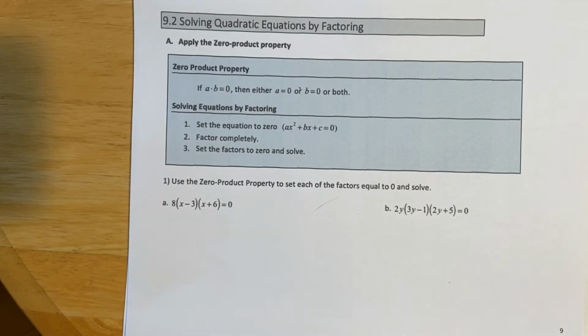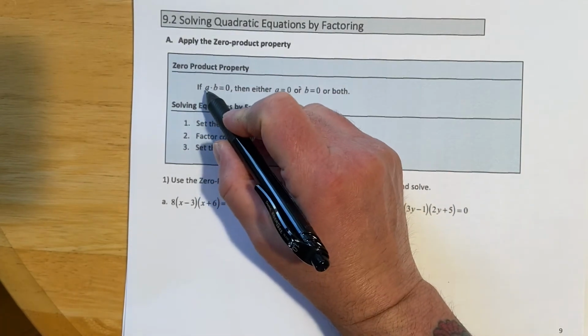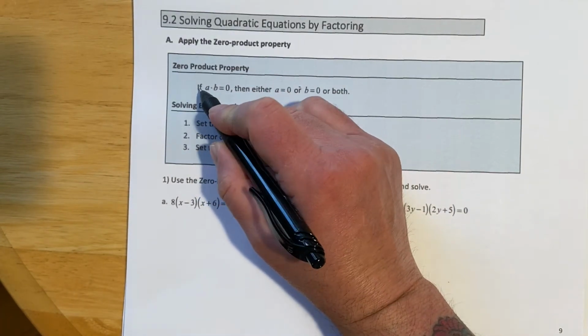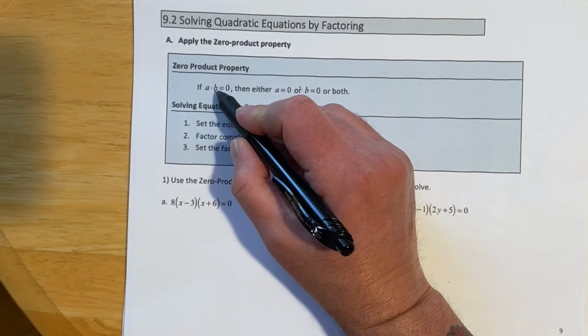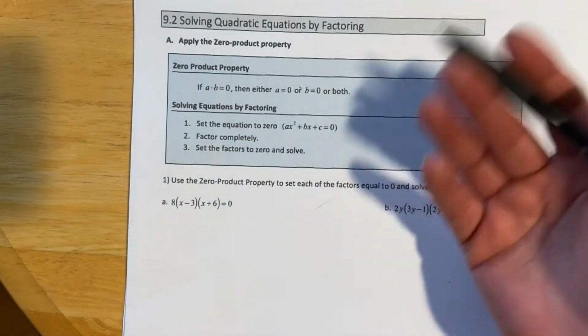Not a terrible section. We've already done the factoring a couple of chapters back, so this just has one additional step, and that additional step is applying the zero product property. What this is saying is if I have something in the form a times b, or just two things multiplying equals zero, one or the other or both have to be zero.